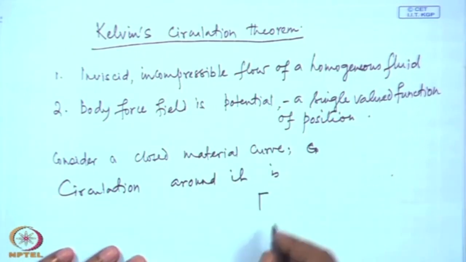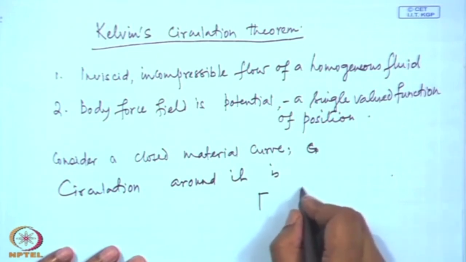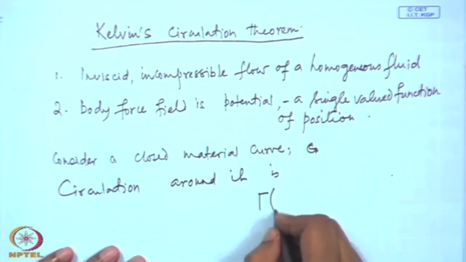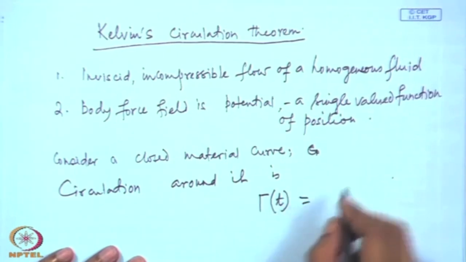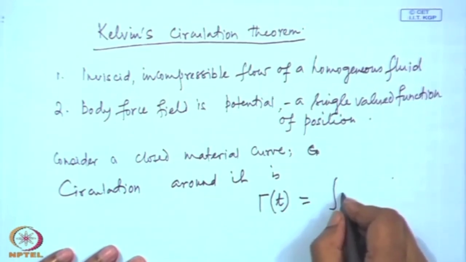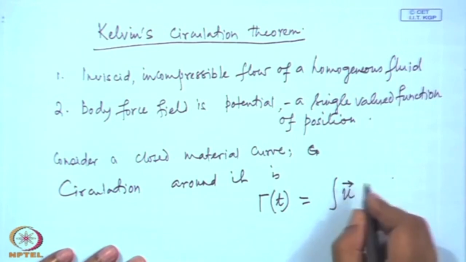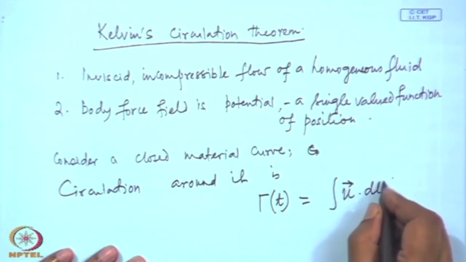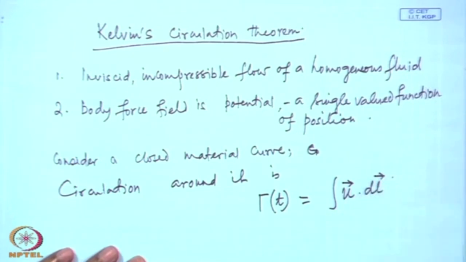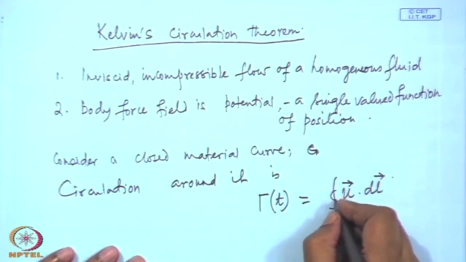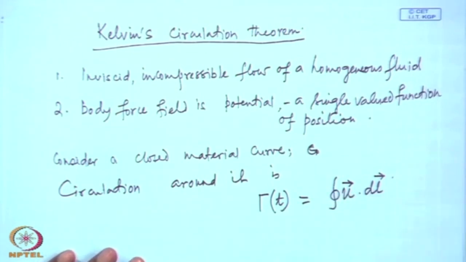If you want, you can even write it as a function of time. Now, what will be the rate of change of this circulation around this closed curve? We would like to find that.